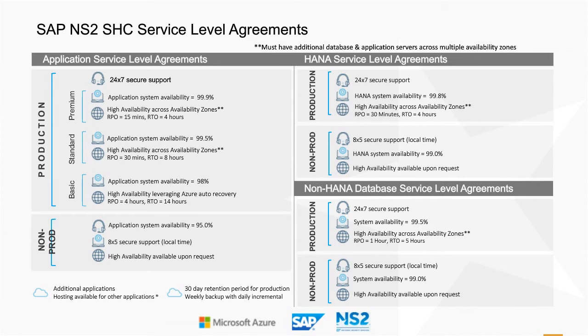Another differentiator for this solution is our service level agreement. We actually provide application service level agreements, or you can have a database service level agreement. Basically, we have 3 tiers when it comes to the application. You have your basic, your standard, and then your premium. Basically, we're telling you you're going to have your application running up 99.5% of the time. A lot of customers like that.